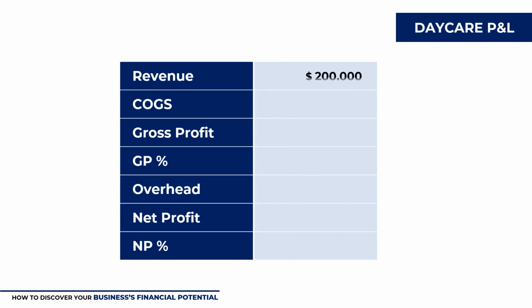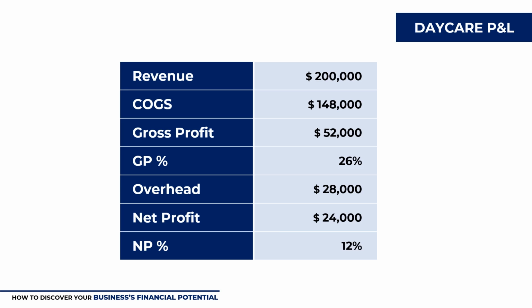Their revenue is $200,000. Their COGS is $148,000, leaving them with a gross profit of $52,000. We divide that $52,000 by their $200,000 revenue and we get a gross profit percentage of 26%. Now their overhead is $28,000, leaving them with a net profit of $24,000 and a net profit percentage of 12%.